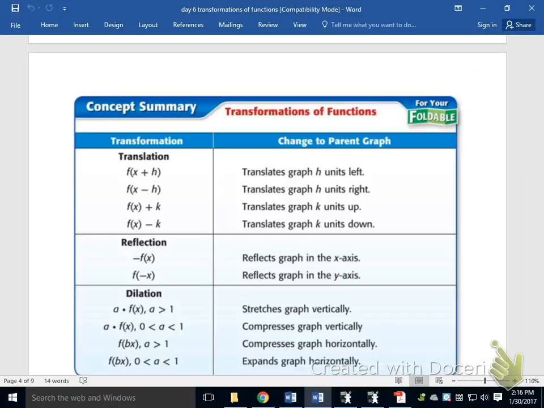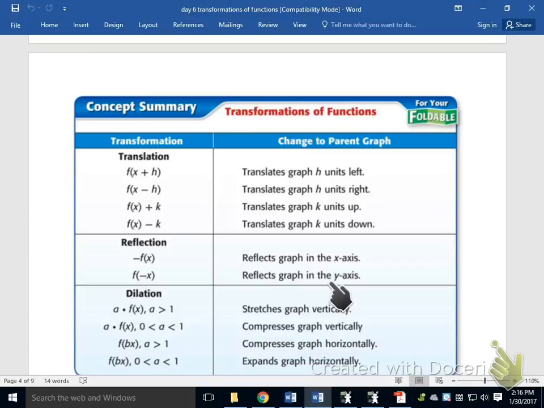I'm giving this as a handout in class, so you're going to have to get used to recognizing these things. Whenever values have been directly added or taken away from the value of x inside the parentheses, that's going to be moving it left and right. As far as values outside the parentheses being added to the function, that would be added to the whole function, that's moving it up or down. Negating the function reflects it in the x-axis. Only negating the x reflects it in the y-axis.